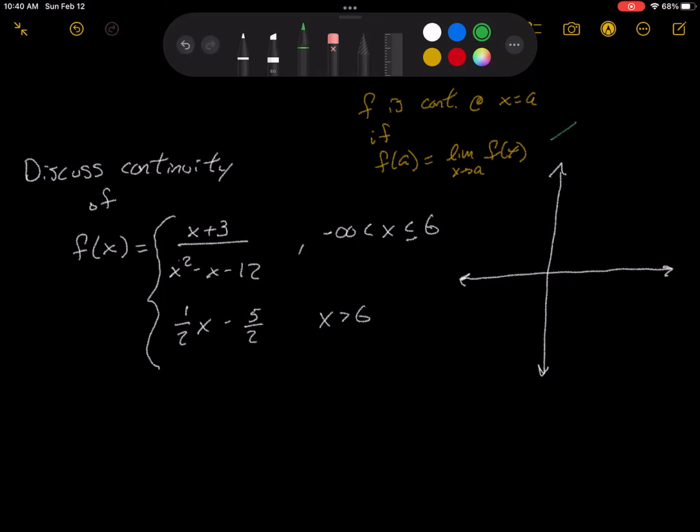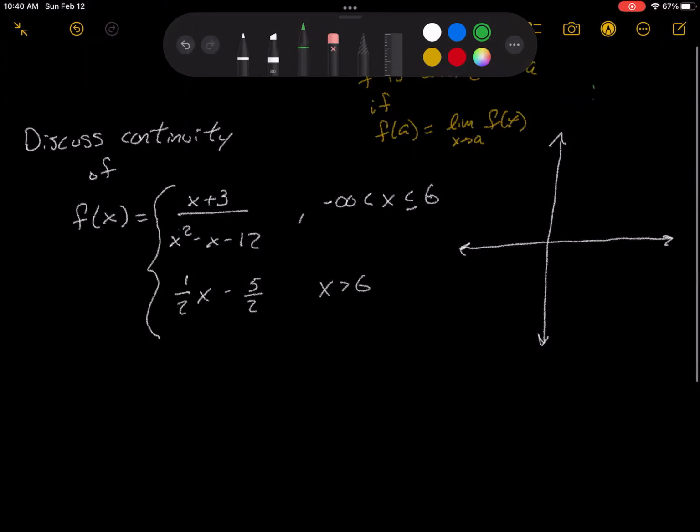It's also going to fail to be continuous in that situation. Right there, even though your function exists and is equal to the limit from the left-hand side, it is not equal to the limit from the right-hand side. So the limit doesn't exist there.